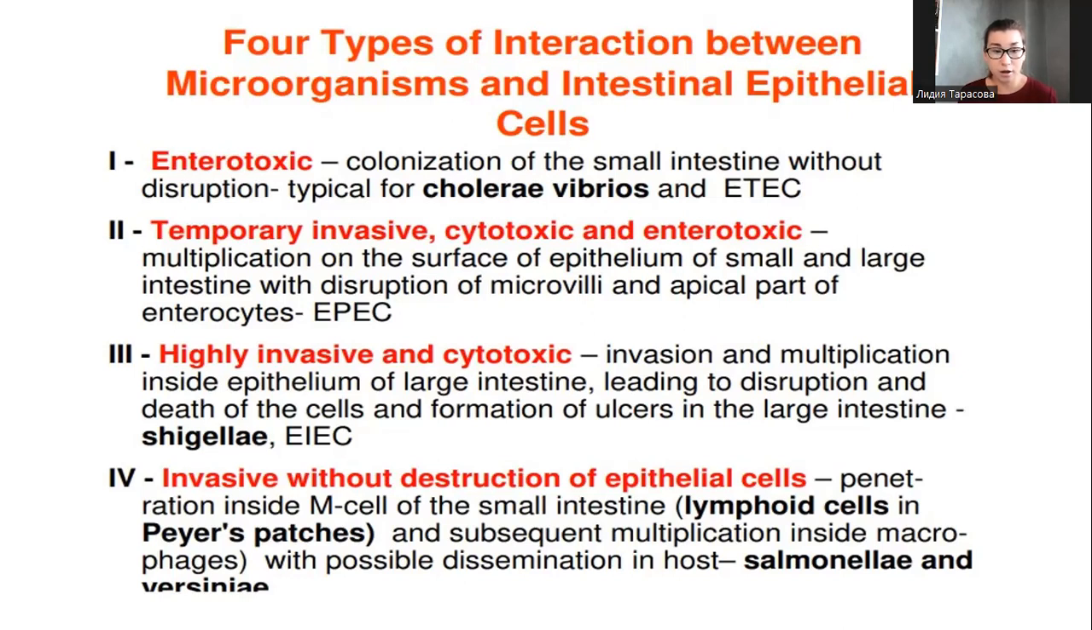EIEC. In the pathogenesis of the third type, the main role is for the invasive process, because these bacteria can enter the cell, can destroy the cell, can cause cell death, and they kill cells. That's why intestinal ulcers form, and some other processes.